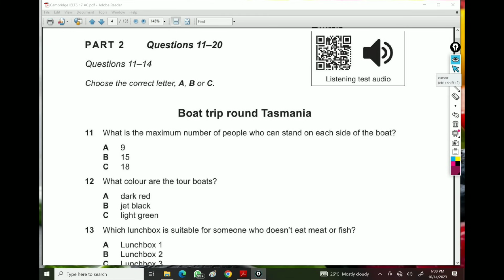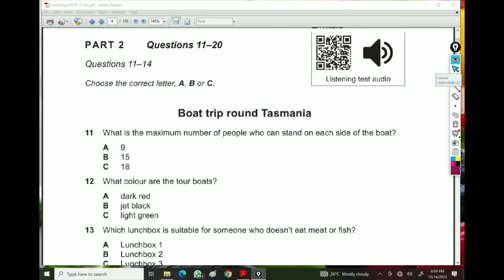Okay, please follow me here. I've got this multiple choice question set in IELTS listening part 2. So I'm going to demonstrate how to find the right answer and how to locate the wrong answer. Instead of looking for the right answer, if you learn to locate the wrong answer, you will be able to get a good band score. Okay, now it's all about a boat trip. You can see written boat trip round Tasmania. Tasmania is the name of the place, but it is all about a boat trip.